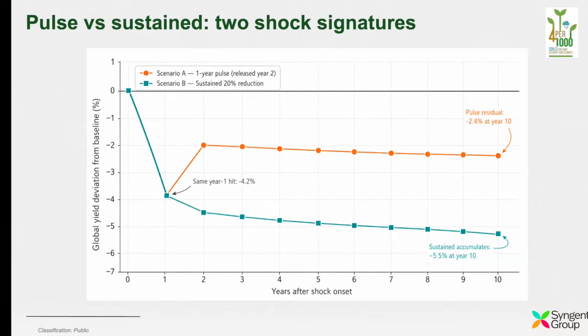Now, if that price shock is short-lived, you get recovery, but not full recovery. The model predicts that you'd still see a decline relative to baseline from that 1-year shock that persists through time. And if that reduced supply continues over time, you'll see that initial 4% hit to global yield actually increases over time because of that compounding effect that we talked about earlier.